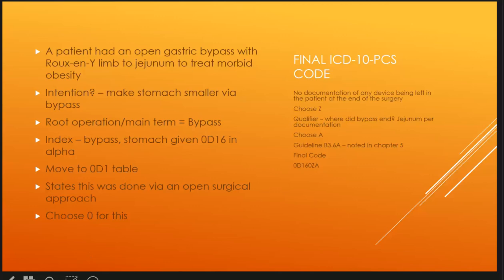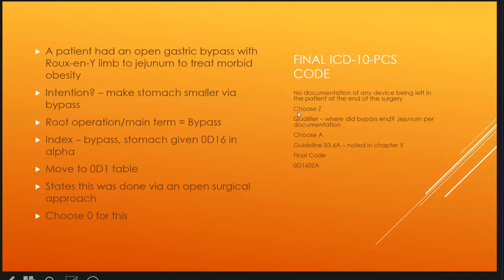You move to the 0D1 table. In your clinical information, it states this was an open procedure. You're going to choose 0 for that. Was any device left in the patient? No. They surgically made a new pathway, but they didn't leave anything in the patient's stomach or stomach area. So we choose Z.